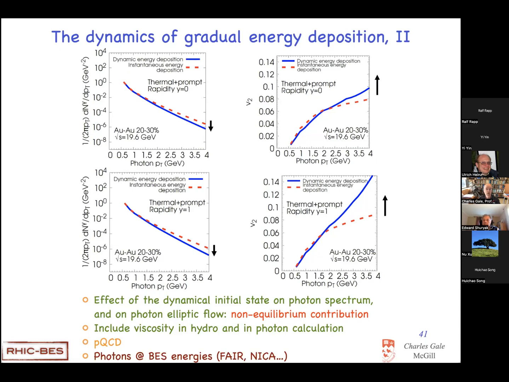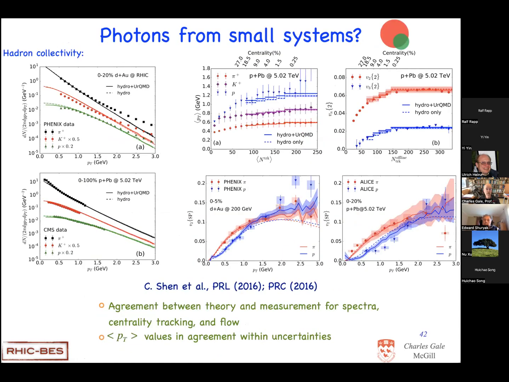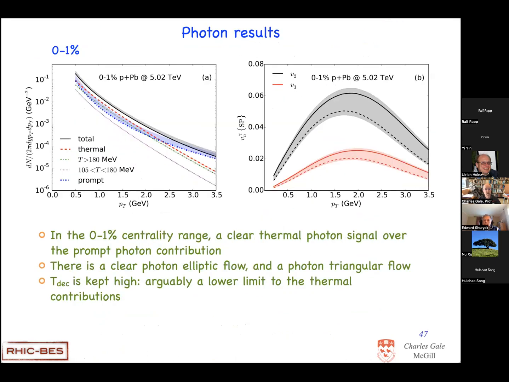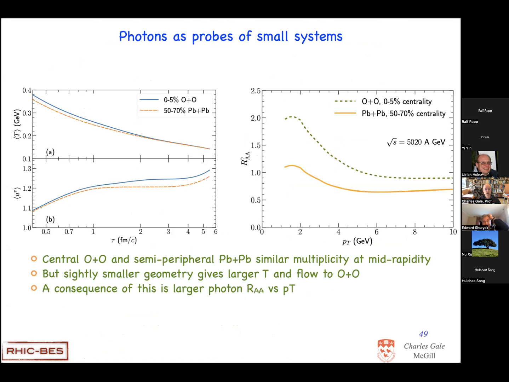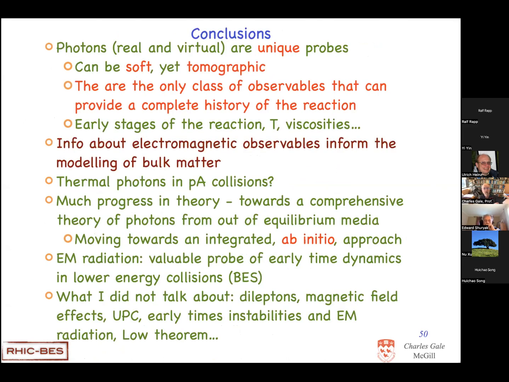Okay, so let me skip the small system part because I'm running out of time. So let me give you a conclusion. The conclusion is that photons can be soft, yet tomographic. Only variables we have like this reflect the modeling of the matter we have, and this modeling is continuously evolving, and this is shown in this latest analysis, I would argue. And we're moving together towards ab initio modeling, which is very exciting. Lower energy, fascinating part of the story.